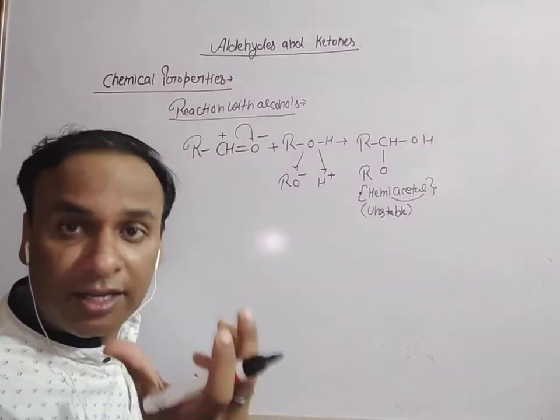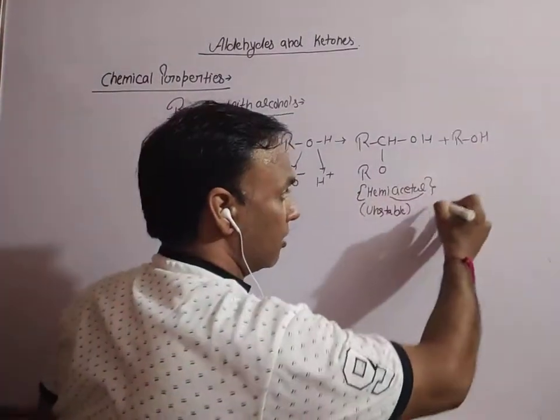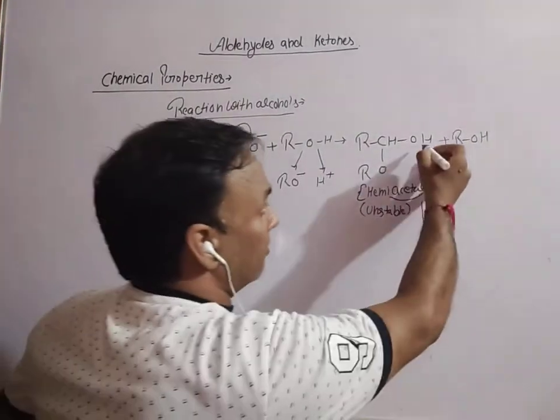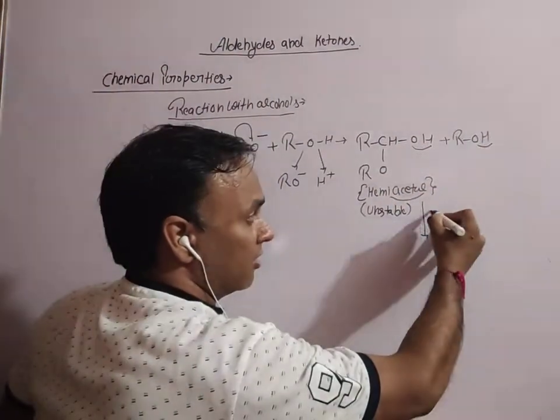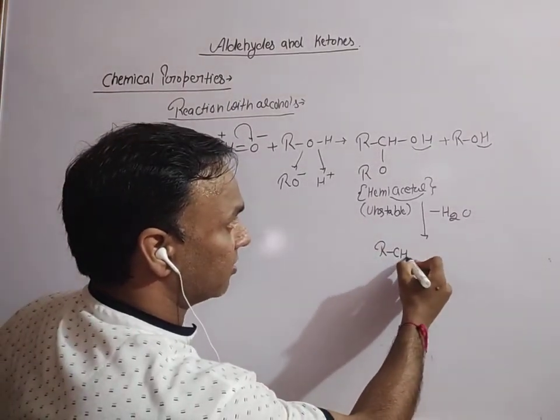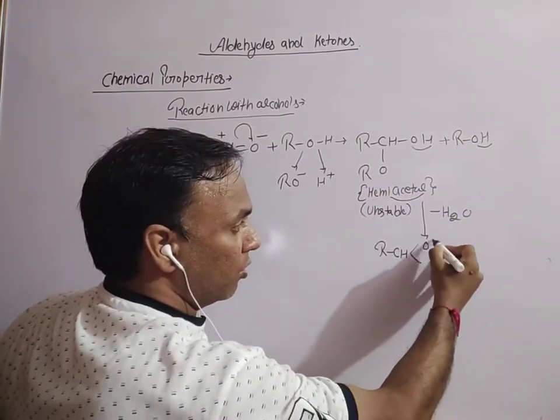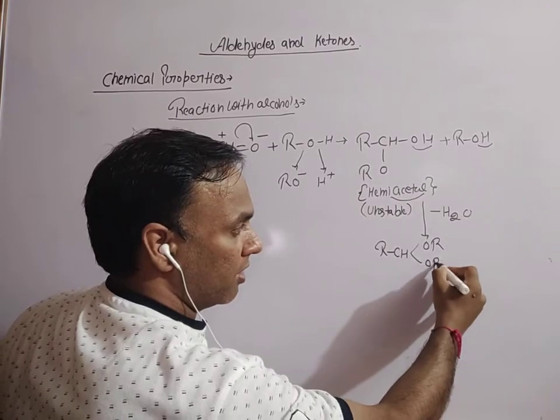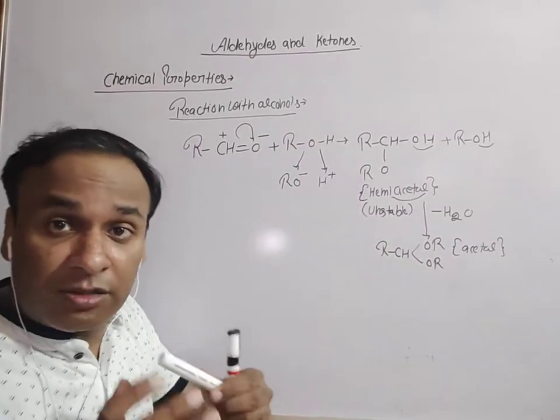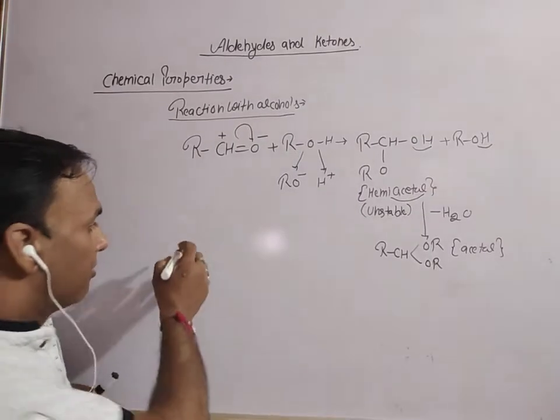Clear? It is unstable, and it further reacts with one molecule of alcohol, ROH, to form, listen, OH and H, water is removed and it forms RCH(OR)(OR). This compound is called acetal. Clear? It is a reversible reaction in the presence of HCl.